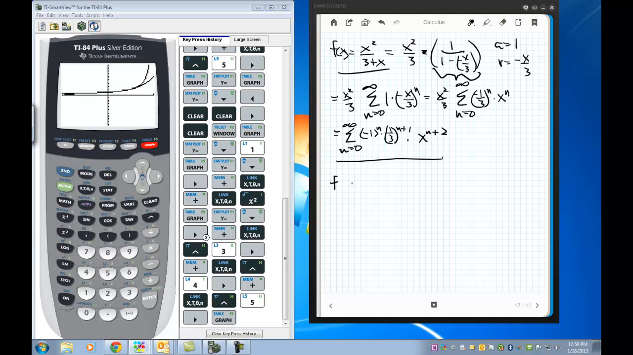So f of 2, let's say, which we know f of 2, if I just plug it in, what do I get? I get 4/5. 4/5 had better be equal to, exactly equal to, the sum, as n goes from 0 to infinity, of negative 1 to the n times 1/3 to the n plus 1 times, you ready? Put a 2 in there. 2 to the n plus 2. That's another crazy way to write 4/5.